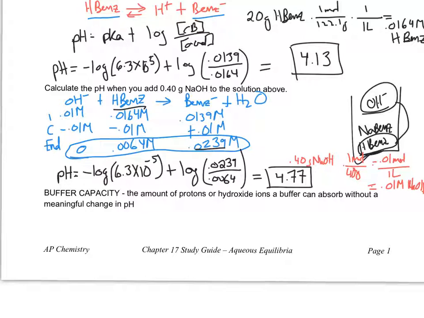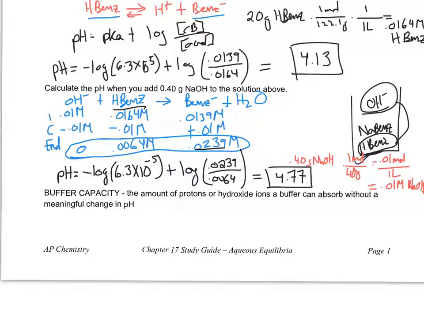And that's my answer. So my buffer went from 4.13 to 4.77 when I added a bunch of sodium hydroxide. So it did increase a little bit, which would probably be expected. Now, it is a buffer, and so it's supposed to hold the pH constant. Well, each buffer has a buffering capacity. It's the amount of protons, H pluses, or hydroxide ions that the buffer is able to handle in order to eliminate any extra H pluses or OH minuses so that your pH remains the same.